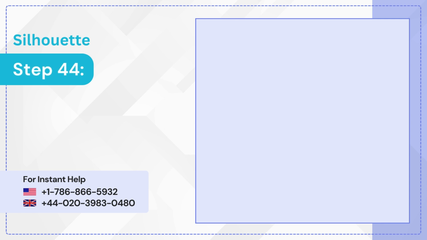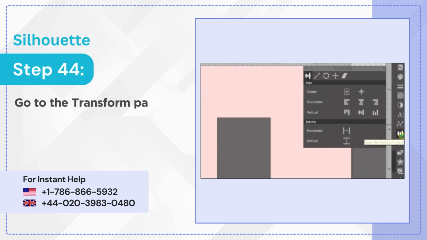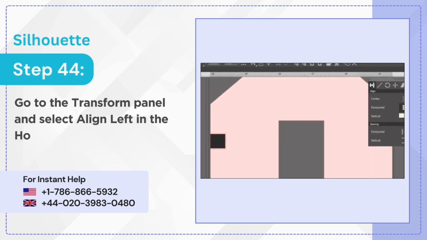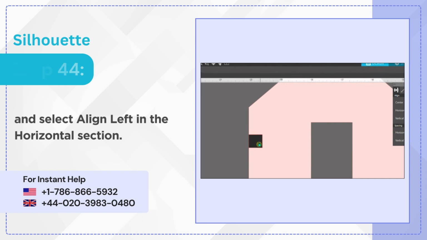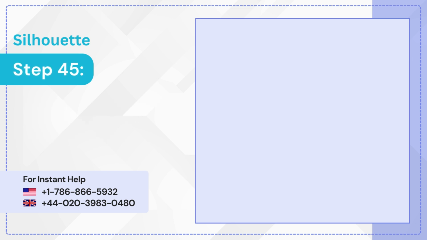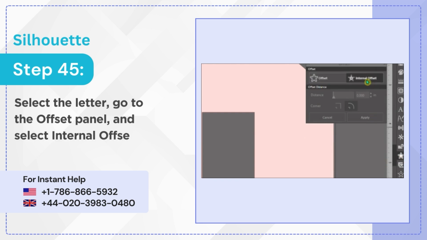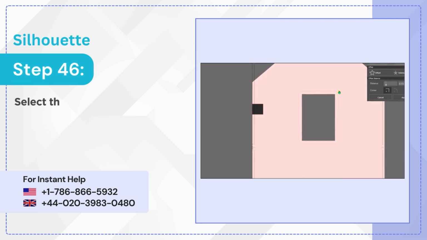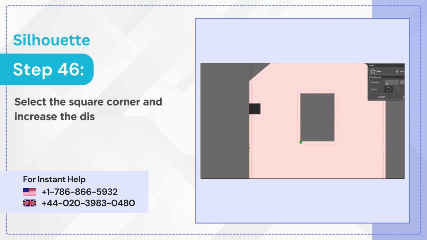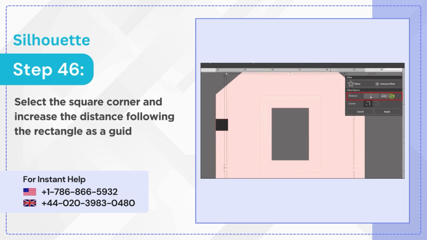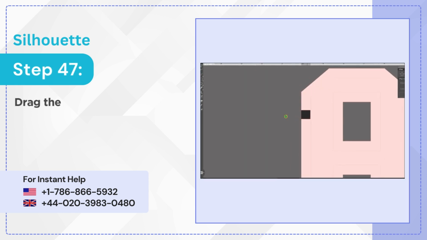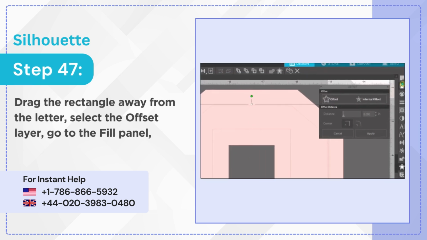Step 44. Go to the Transform panel and select Align Left in the horizontal section. Step 45. Select the letter, go to the Offset panel and select Internal Offset. Step 46. Select the square corner and increase the distance following the rectangle as a guide. Step 47. Drag the rectangle away from the letter, select the offset layer, go to the Fill panel and change the color.